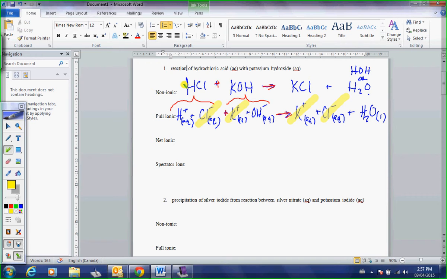Okay, so the net ionic then, after I've canceled those things out, they don't dissociate. I'm left with H plus aqueous and OH minus aqueous. And in this neutralization equation, I've taken care of all my H pluses and all my OH minuses, and I end up with HOH for water. See that? And the spectator ions were Cl minus and K plus.